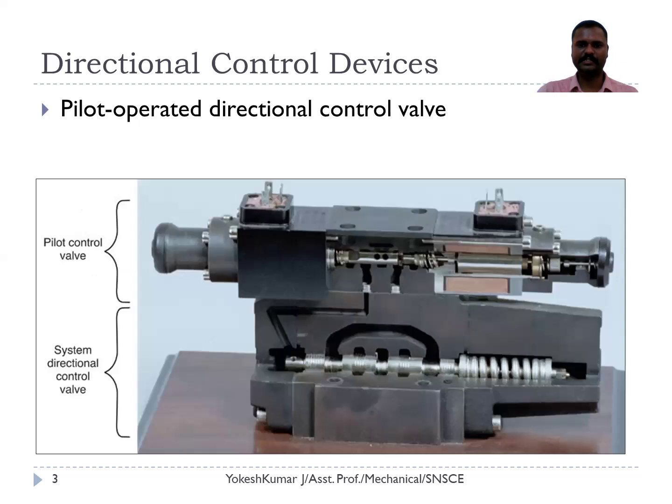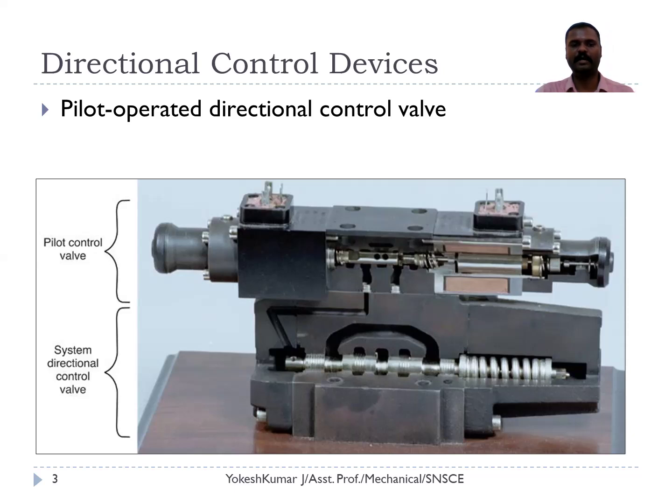This is a sectional photograph of the pilot operated direction control valve. In this photograph, we can see that the bottom of the valve is as usual. It is the direction control valve, where the direction of the fluid is changed with the help of a spool. At the center, the spool is there. The spool is subjected to a spring force, and we give oil pressure to move the spool, so the corresponding ports will open.